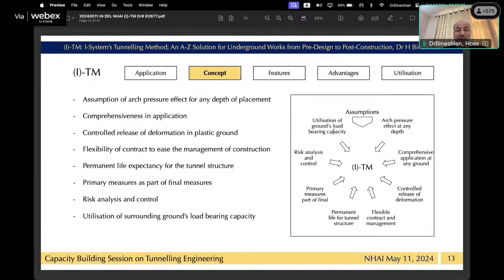It is based on the permanent life for tunnel structure. It is considering the primary measures as part of your final measures, so it is reducing your cost. It is considering the risk analysis and controlling it. It is utilizing ground load bearing capacity, so minimizing the requirement for primary and final measures.